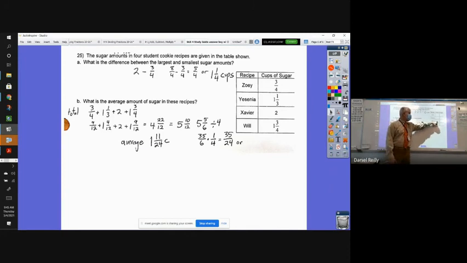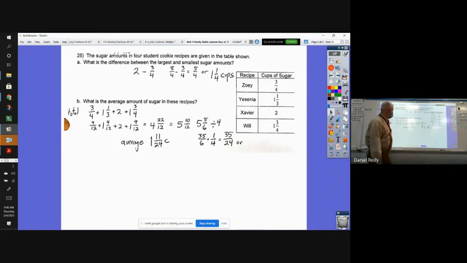So it's 2 3/4. That's the largest and smallest. Some of you can do 2 minus 3/4 in your head. You get 1 1/4, perfectly fine. Or for subtraction, you need a common denominator, so you have to change 2 over 1 to 8/4. 8/4 minus 3/4 is 5/4 or 1 1/4. Don't forget the units in your answer. 1 1/4 cups difference from the least amount to the greatest amount.